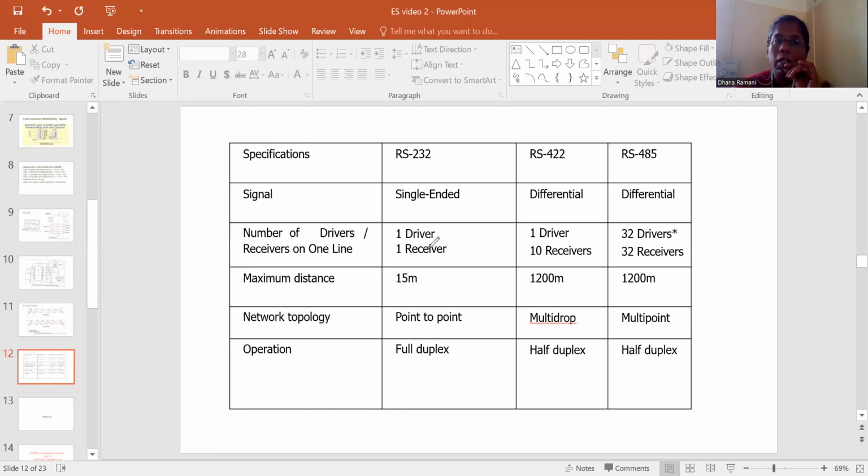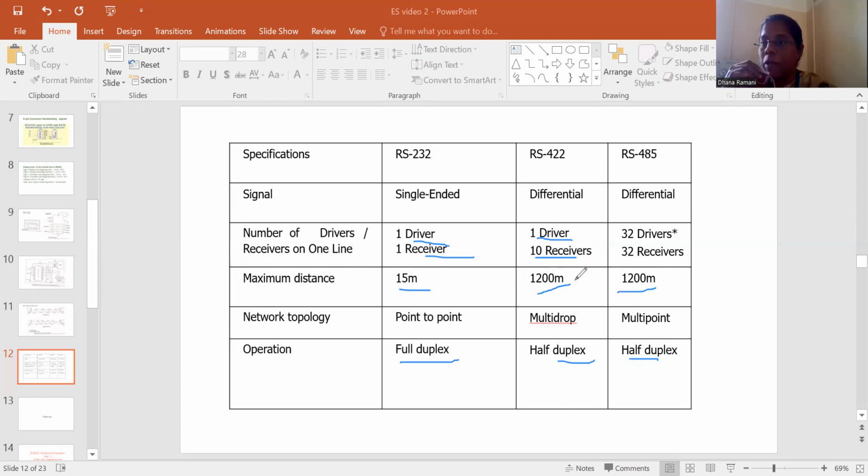And the other point is our maximum distance in RS232 is 15 meters, whereas in case of RS422 and 485, it is up to 1200 meters, right? And in case of RS232, it's full duplex, whereas in case of RS422 and 485, it is half duplex. We have already discussed what is half duplex and full duplex, right? Then here we can see that it is single point to point, which means one driver and one receiver, whereas here it's multi-drop, in the sense that we can see one driver and 10 receivers, right? So where one master will be communicating with the 10 slave devices.